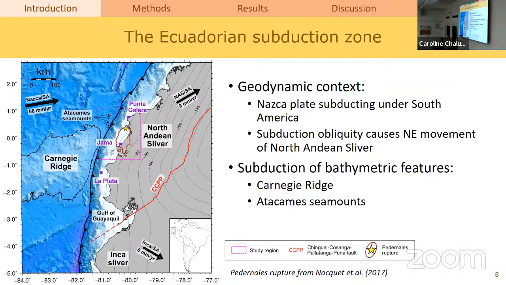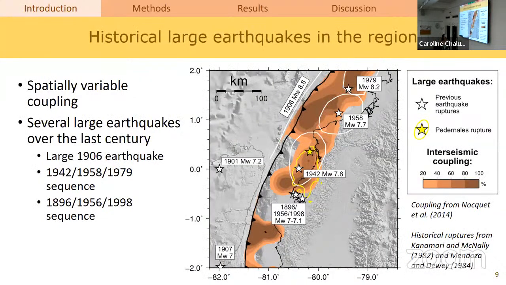And there are some significant bathymetric features in this region that actually influence the subduction and the seismogenesis in the region. The most important being here the Carnegie Ridge, which is an aseismic ridge that originates in the Galapagos Islands. But we also have smaller subducting features like the Atacama seamounts here, which also influence the seismic coupling in the region. Now, speaking of seismic coupling, the region that we're actually looking at has a very spatially variable seismic coupling, with the coupling being generally large in the north and generally small in the south.